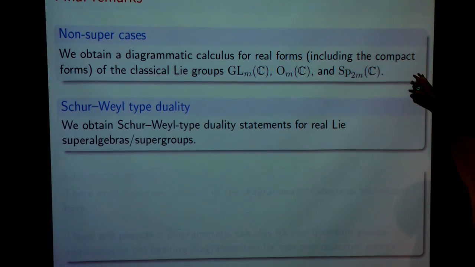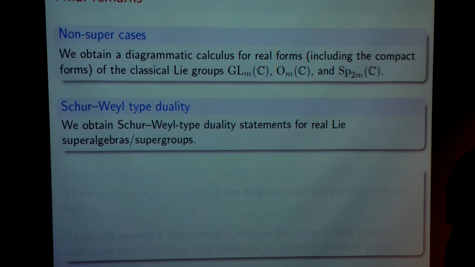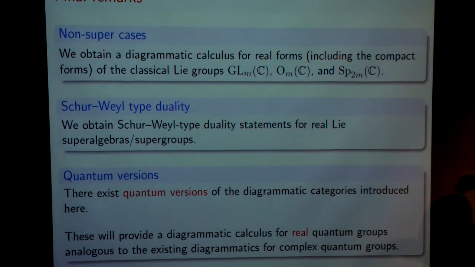Let me also mention, by the way, it's really important here that we're talking about real representations of these real supergroups. Complex representations of real supergroups trivially behave just like representations of the complex supergroups, by the universal property of complexification. But when you take real representations of real supergroups, then it's more complicated. There also exist quantum versions of all these diagrammatic categories, and then this should be related to representations of real quantum groups. So that's work for the future.